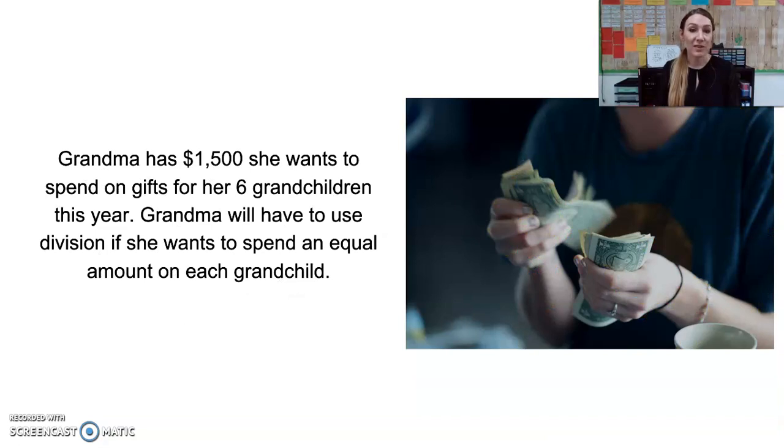Another example might be that Grandma has $1,500 she wants to spend on gifts for her 6 grandchildren this year. Grandma will have to use division if she wants to spend an equal amount on each grandchild. After all, it's only fair.